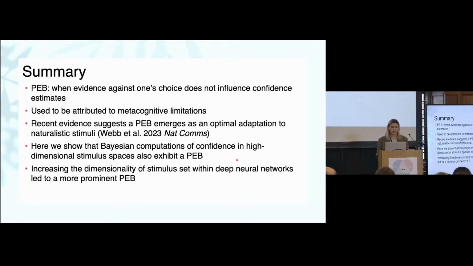So just to summarize, in the positive evidence bias, second-order judgments are insensitive to opposing evidence, and this used to be attributed to metacognitive limitations, but recent evidence suggests that it might be a computationally optimal behavior, like optimal adaptation to naturalistic stimuli. And here we show that Bayesian computations of confidence in high-dimensional space also demonstrate positive evidence bias. And we tested it empirically on neural networks, which showed that increasing dimensionality indeed increased the positive evidence bias.